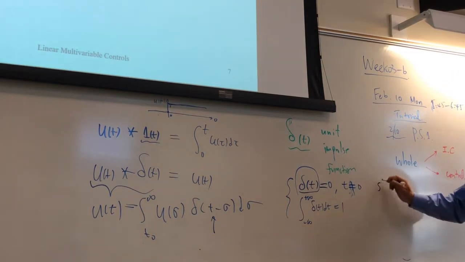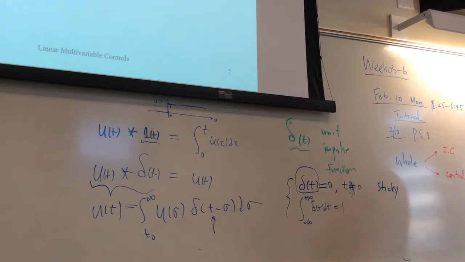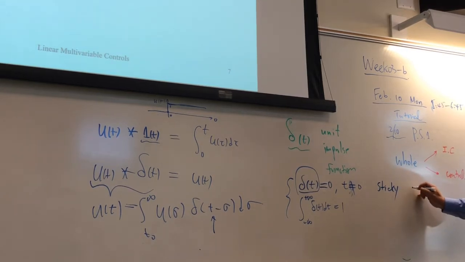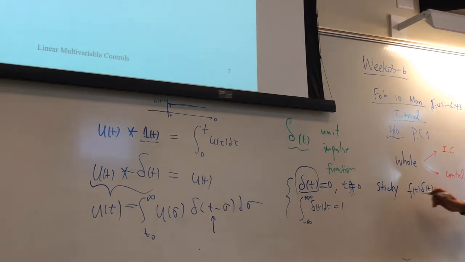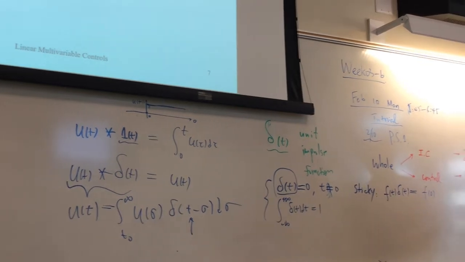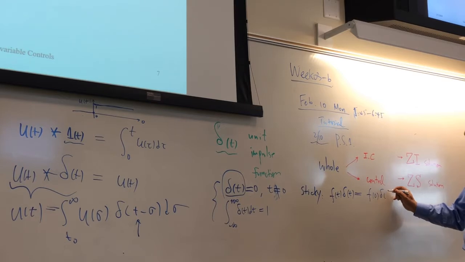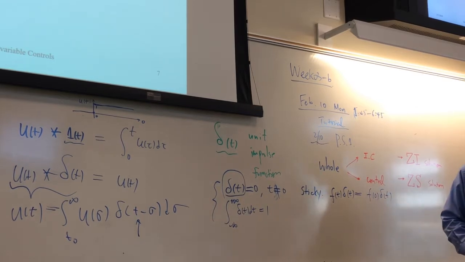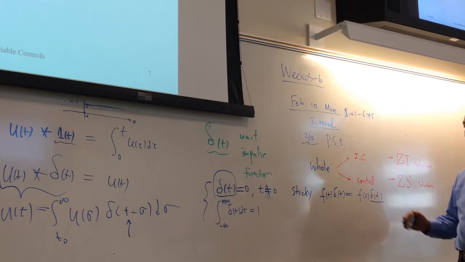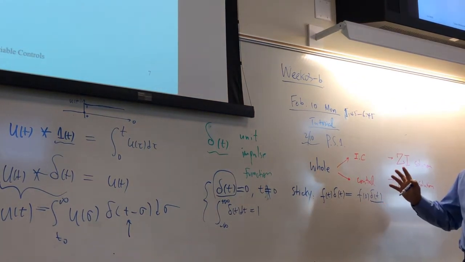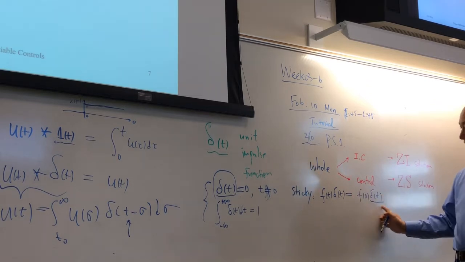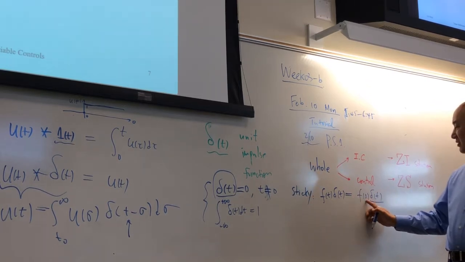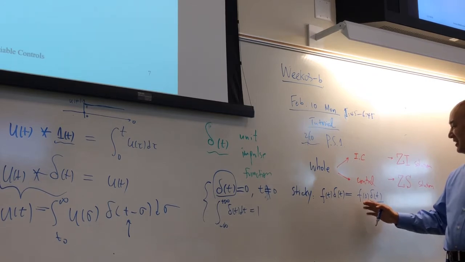So we have the sticky property. Sticky means, what can you say about f(t) delta(t)? You cannot say anything beyond this. You can only say that this is f(0) delta(t). This is okay, because it is sticky, it's always there. You cannot say more than this, because I know that when t is not 0, everything will be 0.